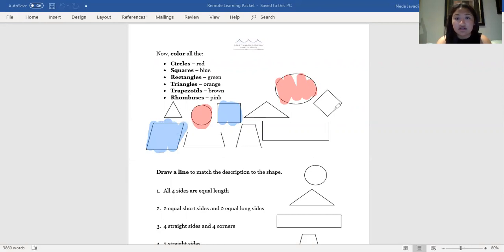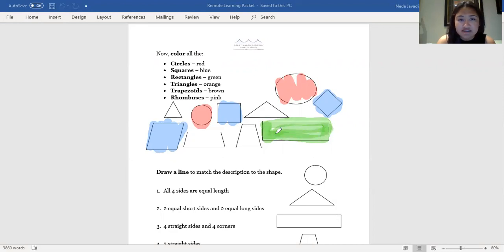You could also color this one blue because it's technically a square. It has all the same sides. But we also might use a different color for it too. Next, let's do rectangles are green. I see one green rectangle right here.